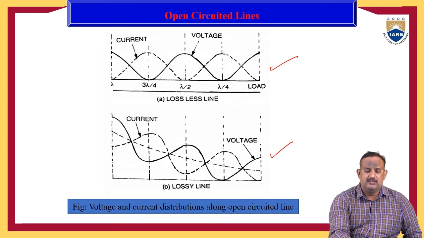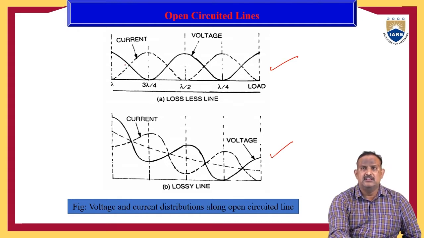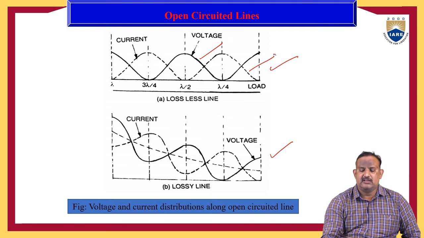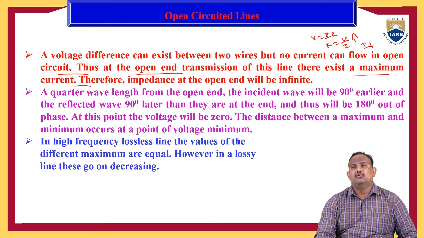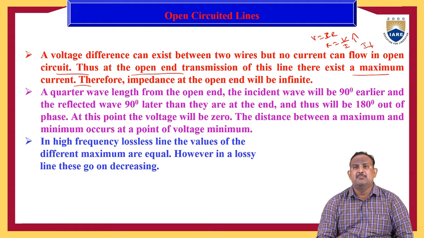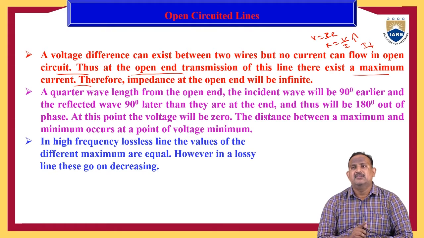If you observe the difference between the voltage and current, there is some phase difference between these two. Here the thick line is voltage and the dotted line is current. At this point, the voltage will be 0. The distance between the maximum and the minimum occurs at a point of voltage minimum.